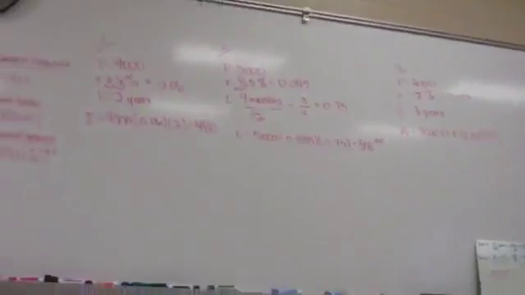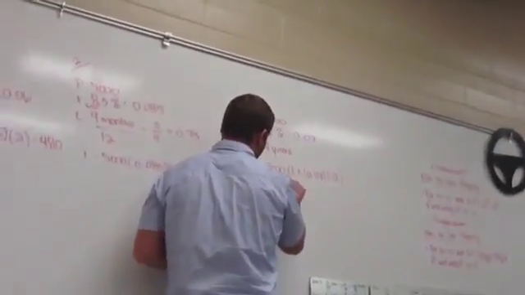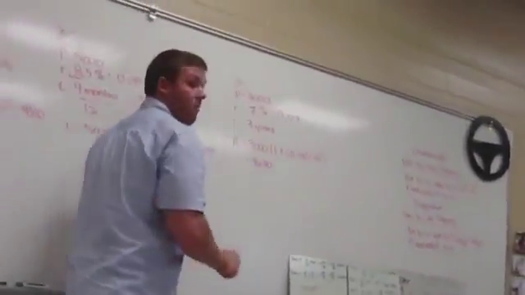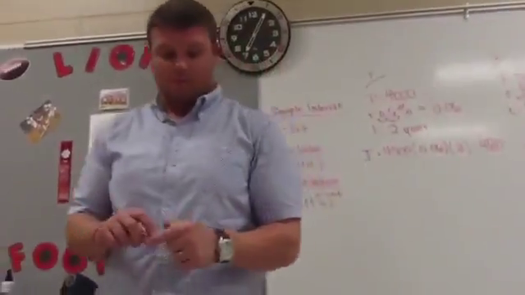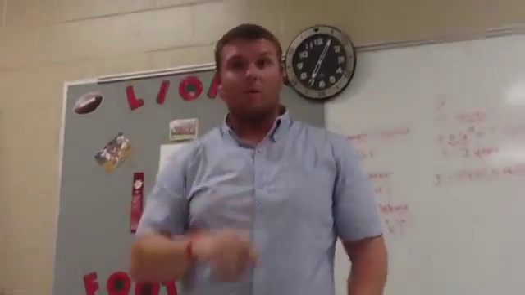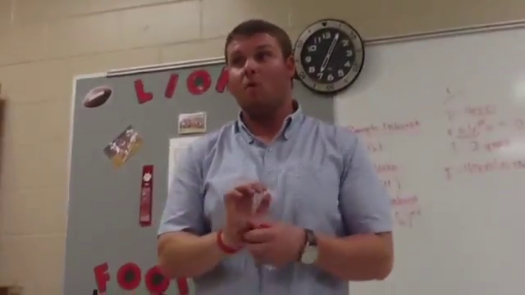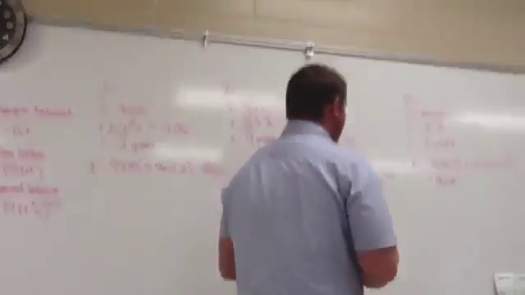So we should get 3,630. So you do 3,000 times 1 plus 0.07 times 3. Gotcha. Okay, let's do another one. That's pretty simple.